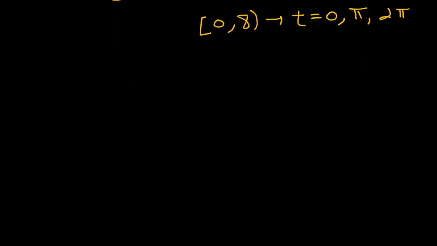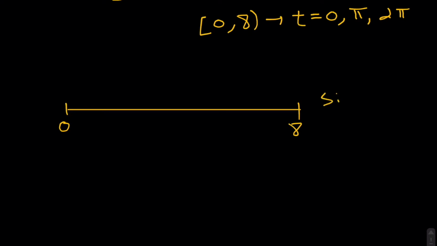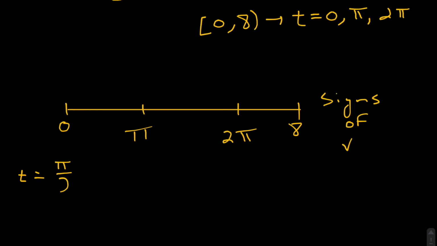The problem is really asking us to find out where the velocity is negative. So to figure this out, we're going to do a sign chart, and we're going to use our interval from 0 to 8. We'll call this signs of v just to be clear. Then we'll plot our critical values of pi and 2 pi.